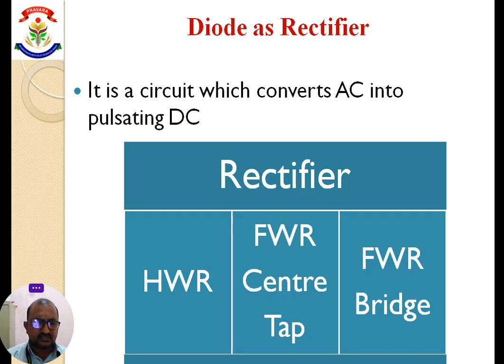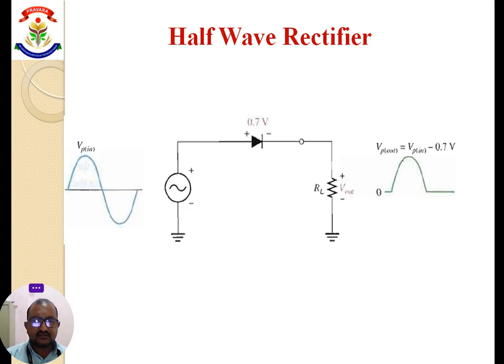First of all we have to study the half wave rectifier. This is a circuit diagram of the half wave rectifier. In half wave rectifier we use only one diode. The diode is connected in forward bias condition, means anode is connected to positive and cathode is connected to negative, and in between the load resistor RL is connected.